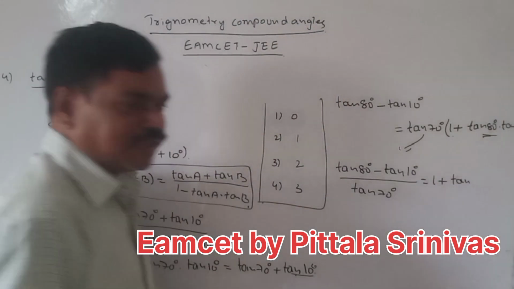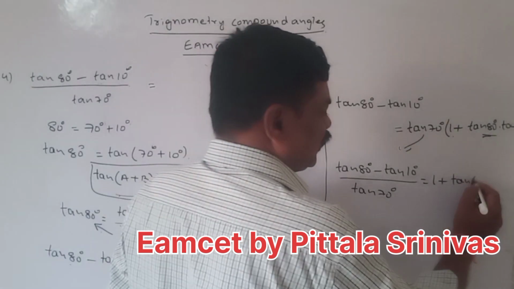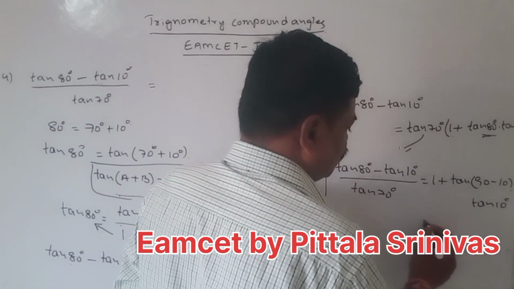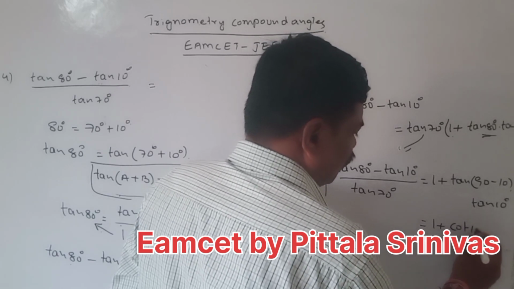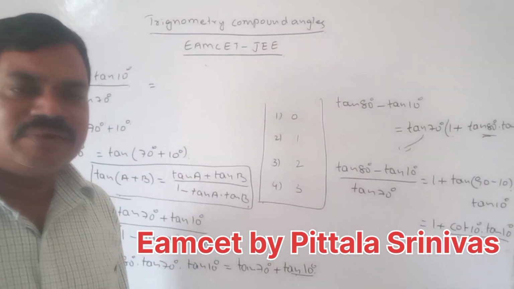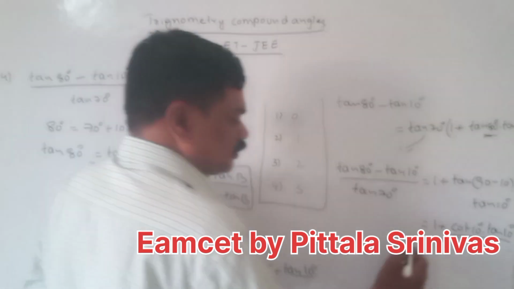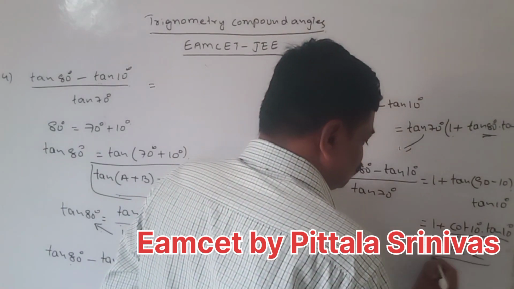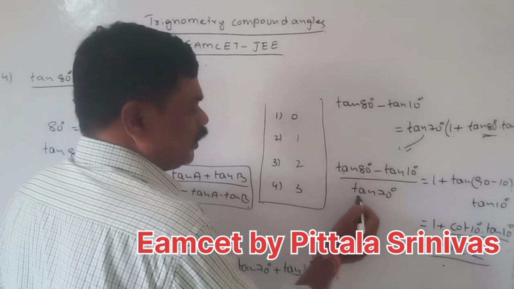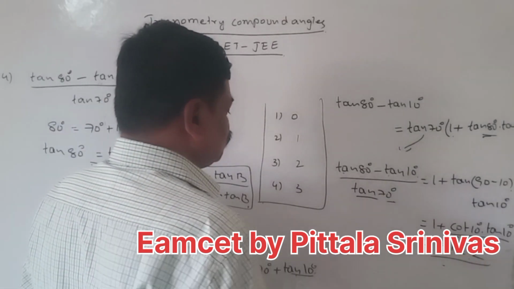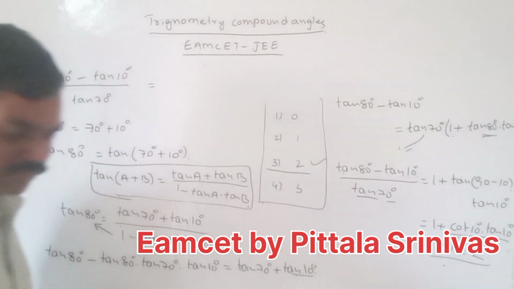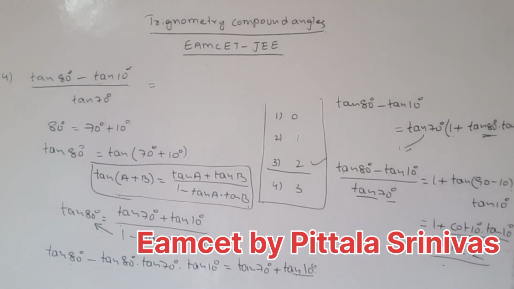Tan 80 degrees can be written as cot of 90 minus 80, that is cot 10 degrees, so it is equal to 1 plus cot 10 degrees into tan 10 degrees. What is the value of cot theta into tan theta? 1. So 1 plus 1 is equal to 2. So tan 80 degrees minus tan 10 degrees by tan 70 degrees is equal to 2. We have option 3 as the answer. Okay, all of you. That's all.